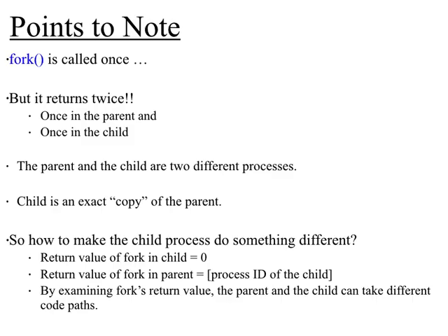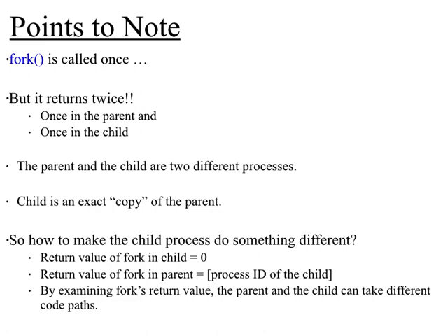So to summarize the discussion, fork is a special system call used to create a new process. It is called once, but it returns twice, once in the parent and once in the child. The parent and the child are two different processes. Although at the time of creation the child process is an exact replica of the parent process, they are still two different processes with their own memory address spaces.